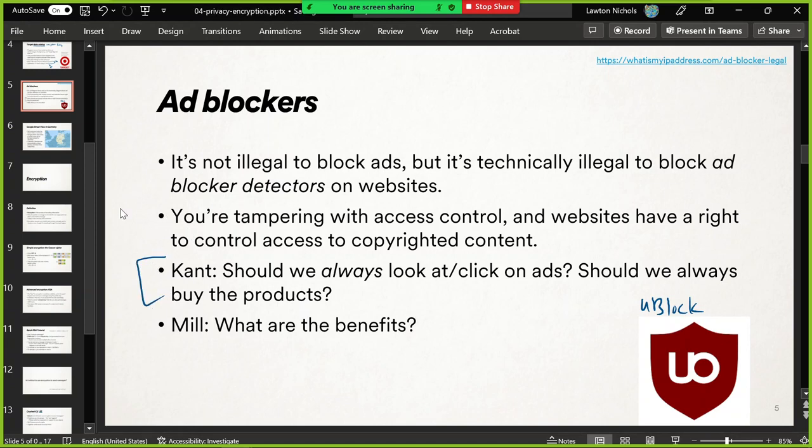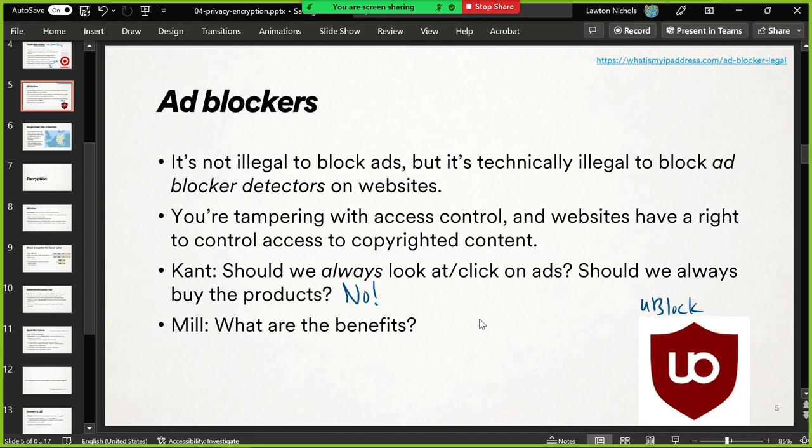So Kant might ask this. Should we always, like, is it worth it to always block ads? Should we always look at or click on ads? That's what Kant would probably ask himself. Should we always do this? Should we always take advantage of the ads that are given to us by, like, reading through them, even though they're not part of the thing I really wanted to go to this website for? Should we always buy the products that they're advertising? And the answer would definitely be no.